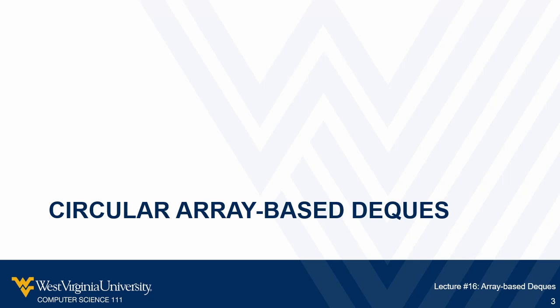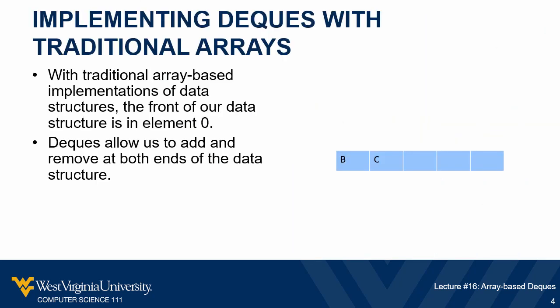With the different types of data structures we've looked at so far, when we've used an array for our implementation, we've had it set up so that the front or top of our data structure was stored beginning in element 0. If there was anything in the data structure, there was a value in element 0. That sort of approach has some shortcomings when we get to Deques, where we're able to add and remove items at both the front and at the rear.